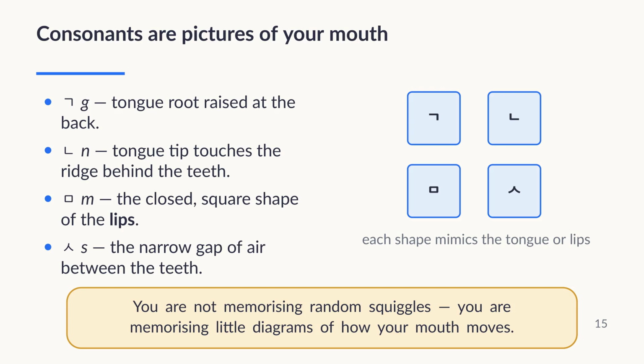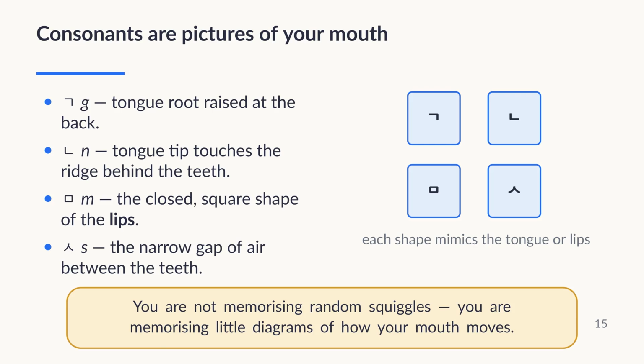The letter N is drawn like a bent line pointing up and to the right. When you say N, the tip of your tongue touches the ridge just behind your upper front teeth, and the shape traces that tongue tip against the ridge. The letter M is a neat little square, and that square is your closed lips seen from the front, because M is made by pressing the lips together.